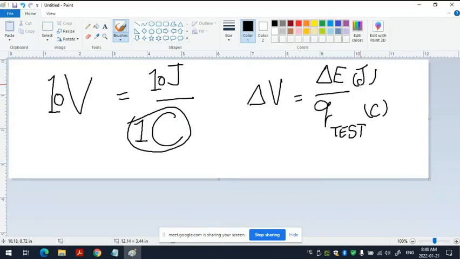You still have to say associated with moving a charge. That's the thing. Between two points is how much energy it took you to move one coulomb from here to here. That's the definition. Okay? All right, next.